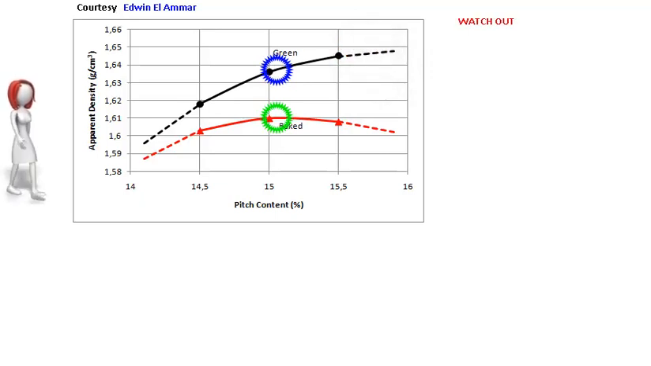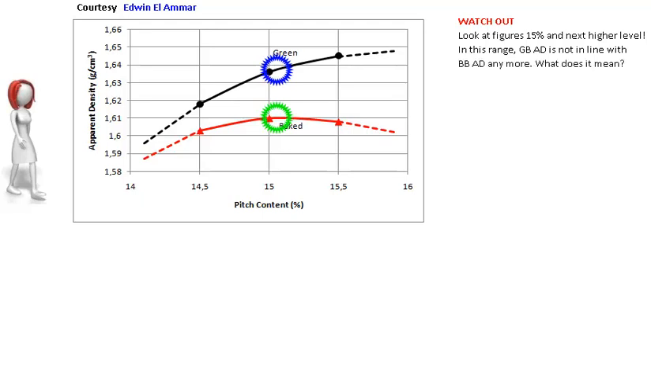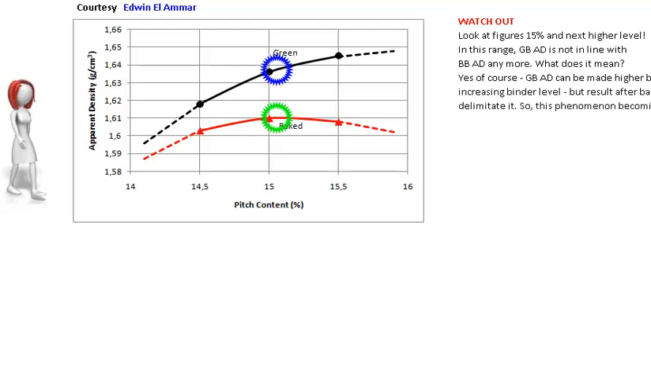Watch out! Look at the figures 15% and the next higher level. In this range, GB80 is not in line with BB80 anymore. What does it mean? Yes, of course, GB80 can be made higher by increasing the binder level, but the result after baking delimitates it. So, this phenomenon becomes the first sign of overpitching.